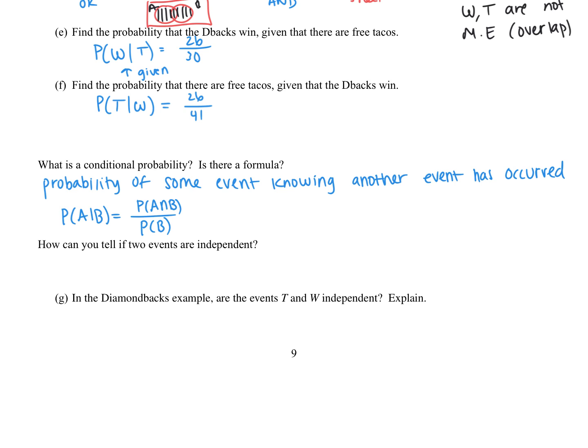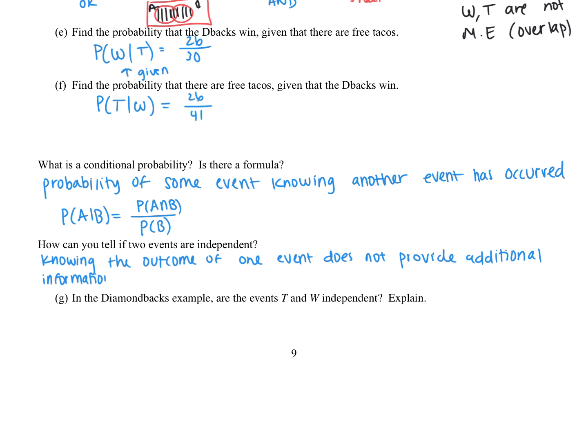Next word is how do we tell if two events are independent? So here's the idea with independent. Independent events occur when knowing the outcome of one event does not provide additional information about a second event.